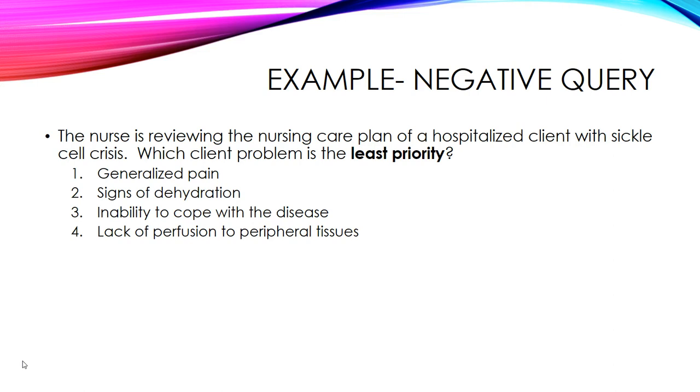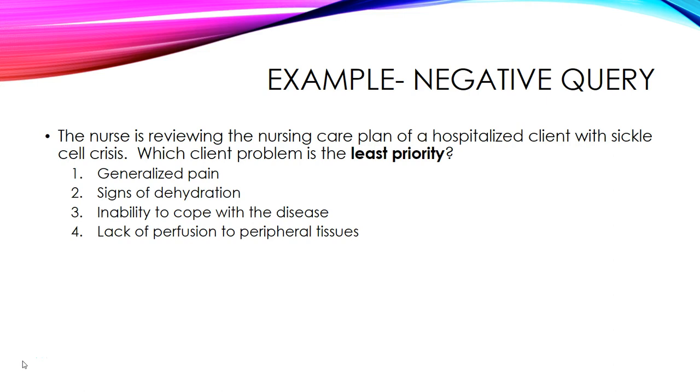Now, if you look at all these answers, you see generalized pain, signs of dehydration, inability to cope with disease, lack of perfusion to peripheral tissues. So again, all four of these answers could potentially be correct as far as things that we would do for a patient with a sickle cell crisis or even a chronic illness. But we are looking for which one we are the least worried about.